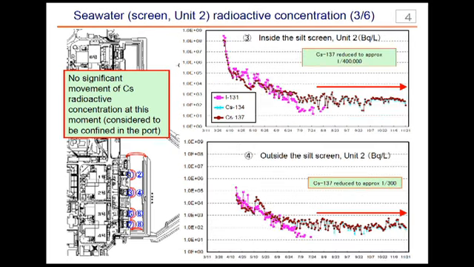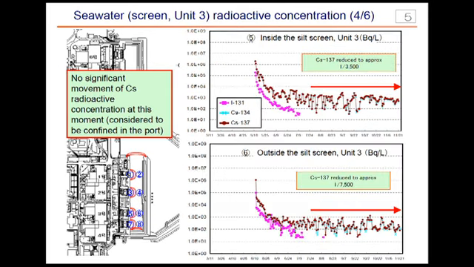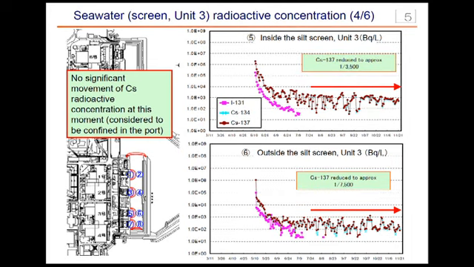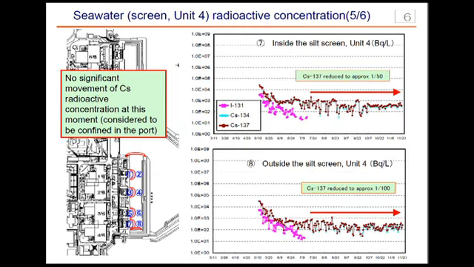The fourth page shows the inside and outside of the silt screen at Unit 1, and the fifth page shows the inside and outside of the silt screen at Unit 2. The sixth, seventh, and eighth page shows the trend graph in the port.